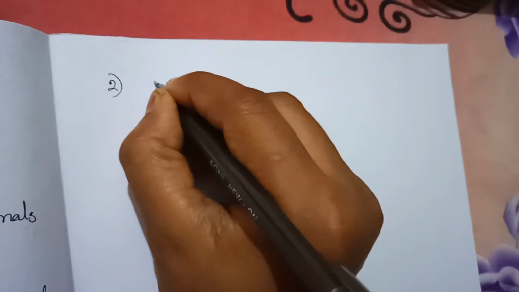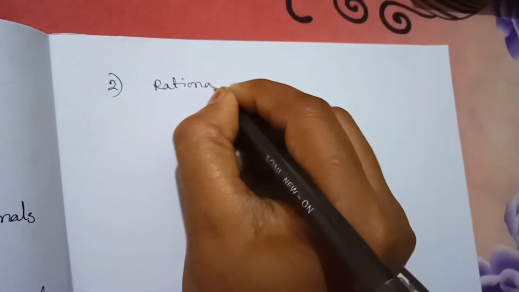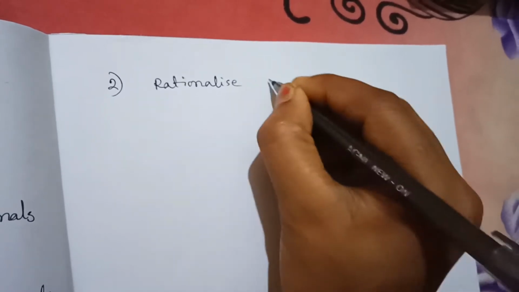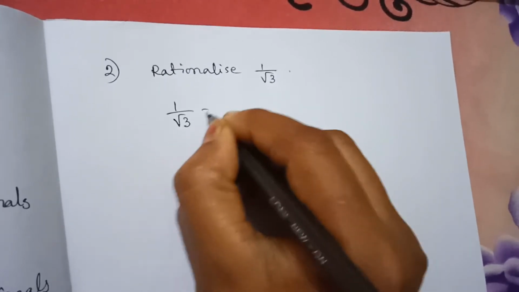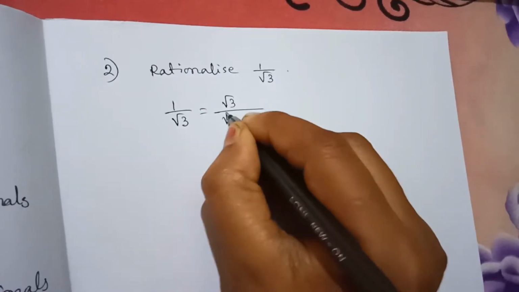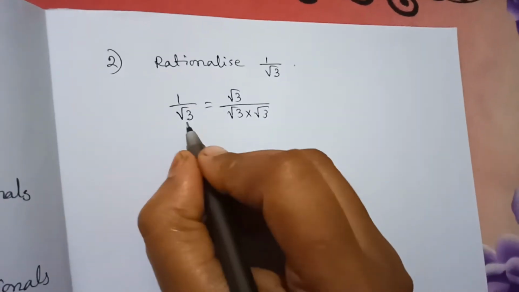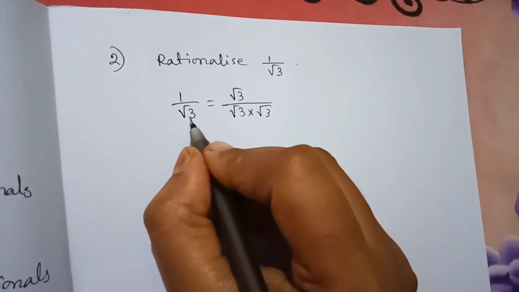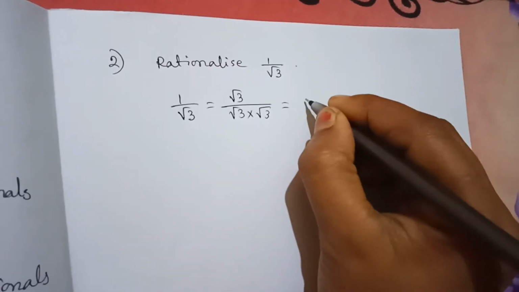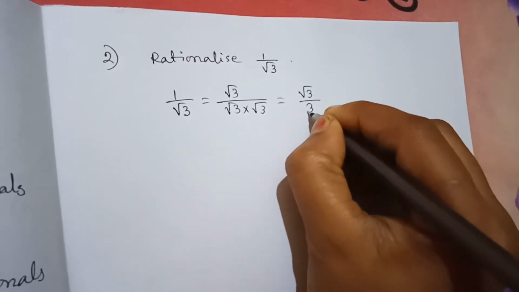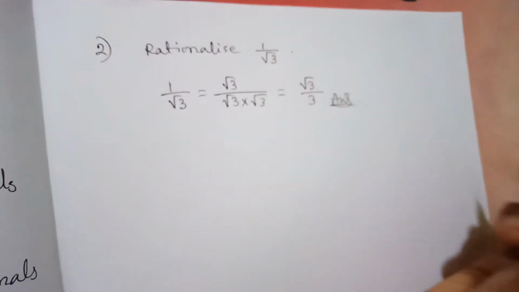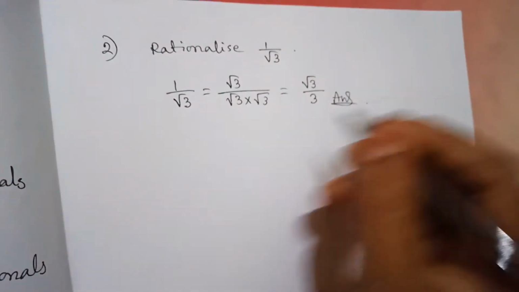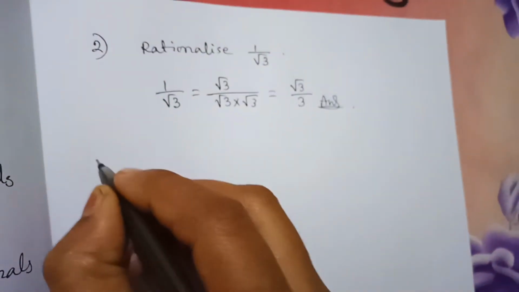Okay, now another one I am doing so that you can get your idea properly. Suppose the question is rationalize 1 by root 3, then 1 by root 3 is equal to root 3 divided by root 3 into root 3. Because if you multiply root 3 only with this, we will get 3, and that is rational. So it's root 3 divided by 3. You can see this is rational, that means the whole thing is the answer. Okay, this is the way we have to do.